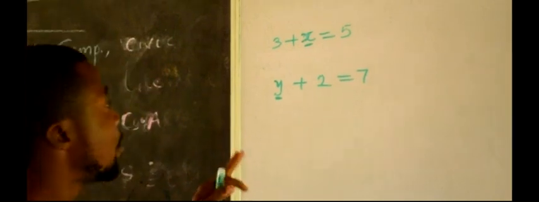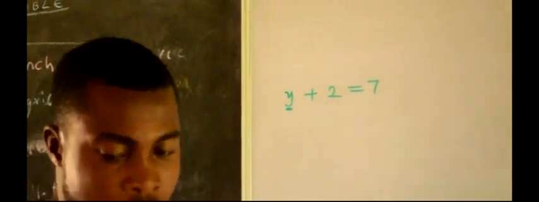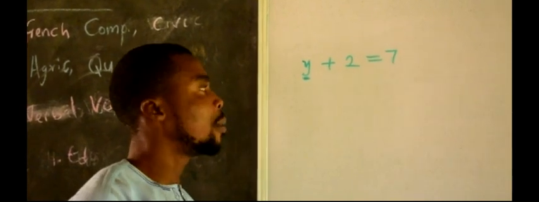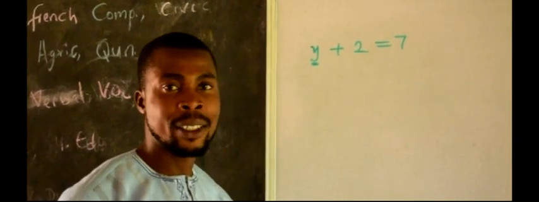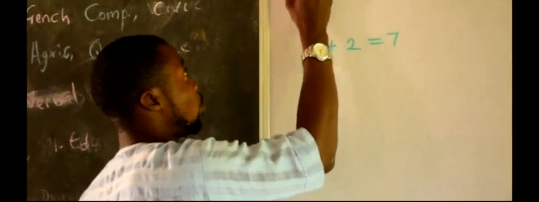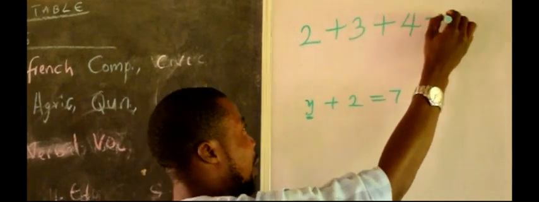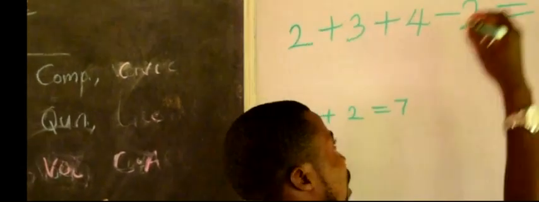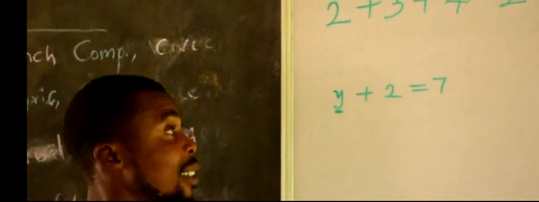Now let me make use of number 2. For every number, there are signs behind it. If you have 2 plus 3 plus 4 minus 2 is equals to 10. For every number, there are signs.